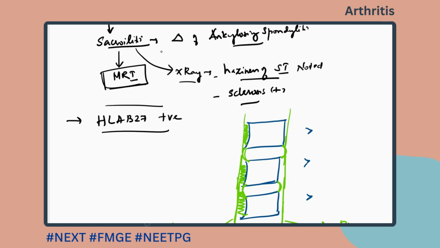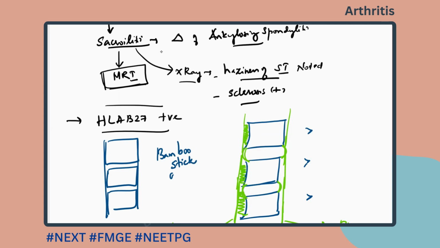And when you take an X-ray, the spine will appear like a rectangle. This is called as bamboo stick appearance. So bamboo stick appearance of spine is diagnostic of ankylosing spondylitis.